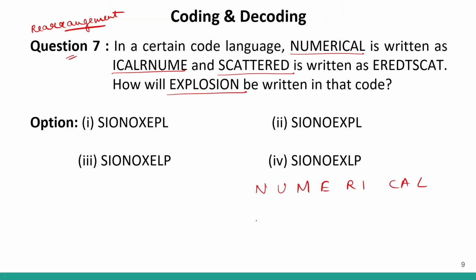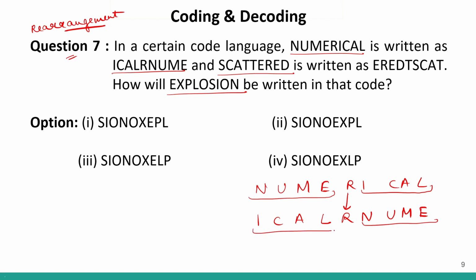So if I am rearranging NUMERICAL, this is ICALRNUME. So very simply I can see that R has not changed position. Correct? The middle term has not changed position. The first 4 letters which are NUME are written in the last, and these 4 letters which are ICAL are written in the front. So basically the last 4 letters are written first and the first 4 letters are written last, and the position of the middle letter does not change.